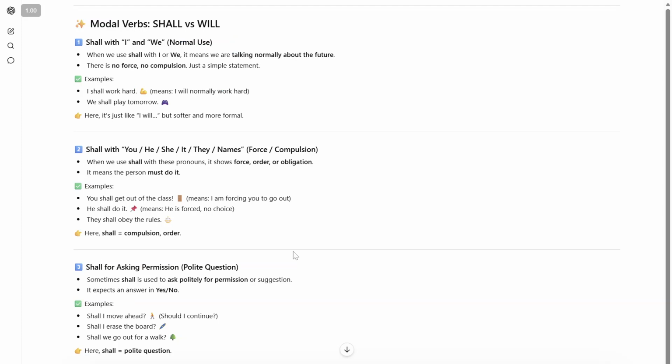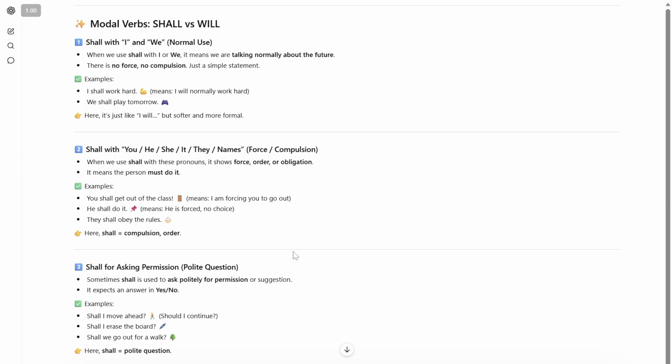Modal verbs: shall versus will. Shall with I and we is normal use. When we use shall with I or we, it means we are talking normally about the future. There is no force, no compulsion, just a simple statement. Examples: I shall work hard means I will normally work hard. We shall play tomorrow. Here, it's just like I will, but softer and more formal.